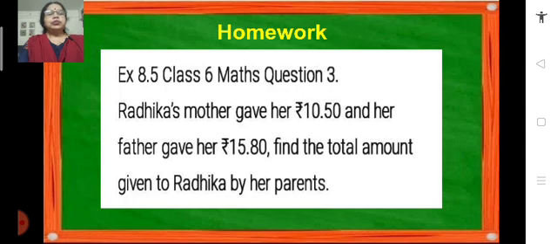With this, we come to the end of this session. We will learn subtraction of decimals in our coming session.